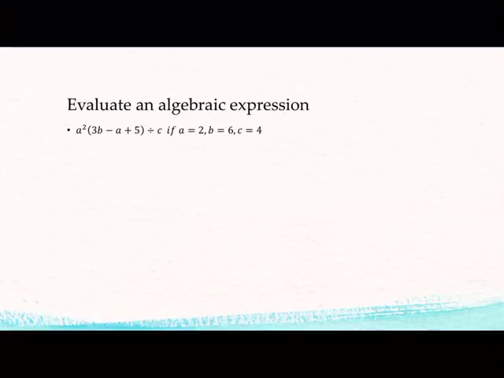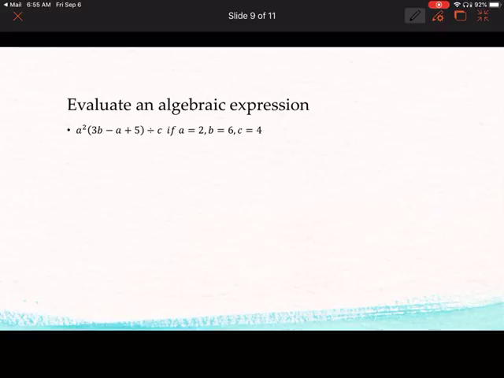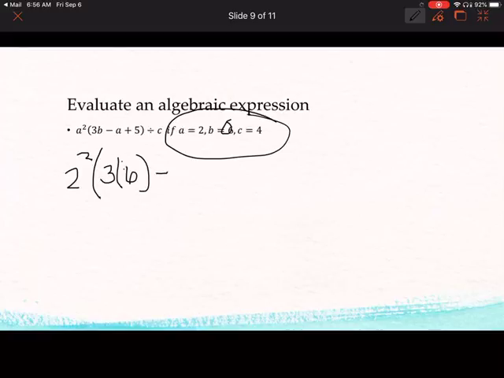So evaluate an algebraic expression. What we're going to do here is take these numbers and replace the variables with those numbers, and then solve using order of operations. So the a, I'm going to take the a out and put the 2 in. So I have 2 squared. 3b, so 3 times 6 over here, minus a, which we already know is 2, plus 5, and then divided by c.